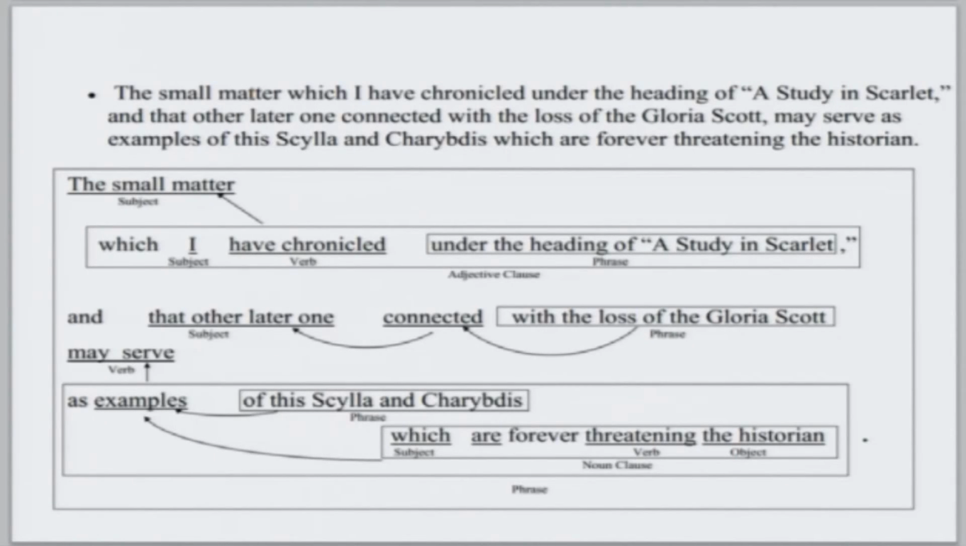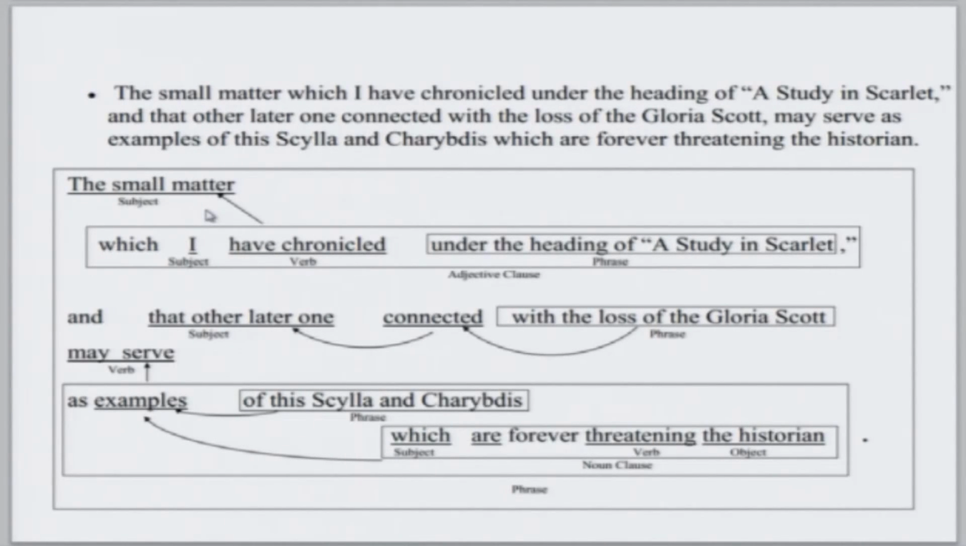So, what is the main sentence? Let us try to see that. The small matter may serve as examples. The small matter which I have chronicled under this and that other later one. The small matter and that other later one may serve as examples. This is the actual sentence. Okay. So, the small matter and that other later one may serve as examples. This is a sentence. Okay.